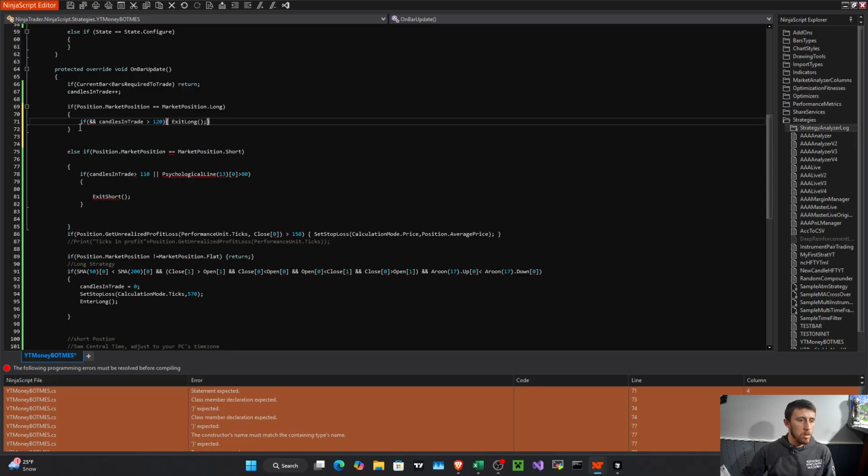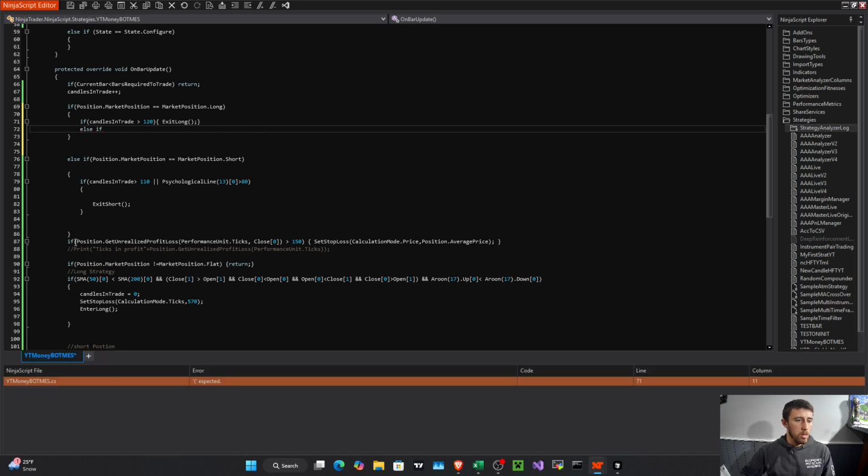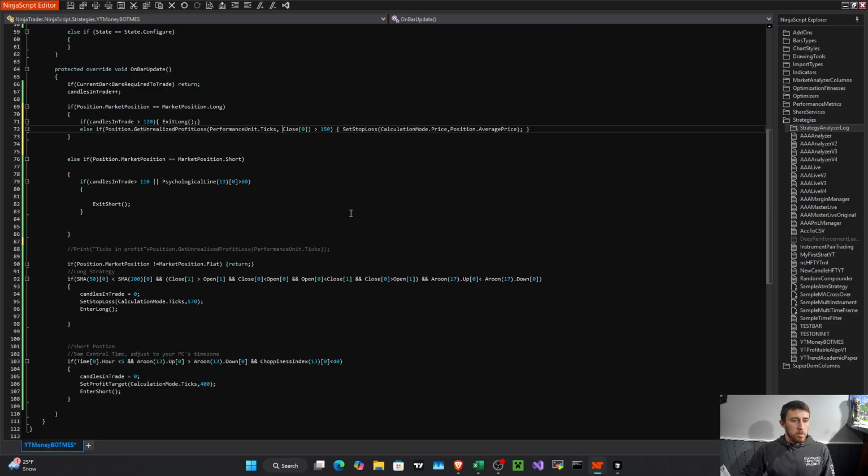If candles is greater than, let me exit long. Else, if we get this, then we're gonna adjust our stop loss, only for long positions. So that's one thing.